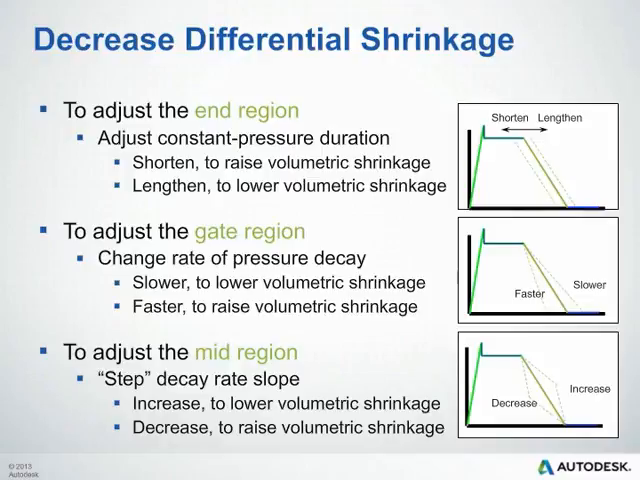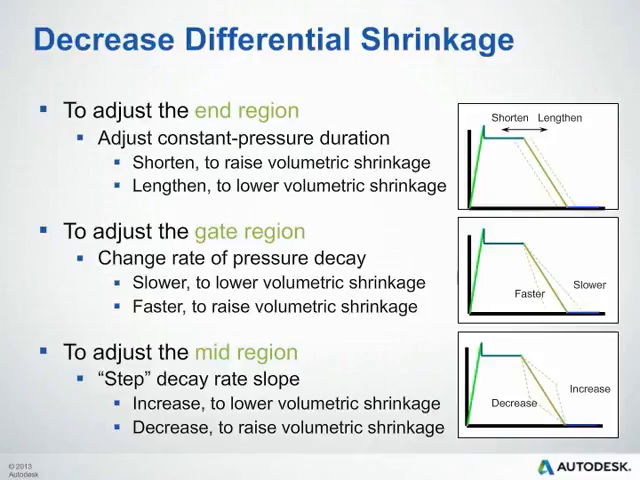So to adjust the end region, which would be the last place to fill, you'll adjust the constant pressure duration. So we'll lengthen the amount of time that we see on that plateau. Shorten it to raise volumetric shrinkage, or we'll lengthen it to lower the volumetric shrinkage in that area. To adjust the gate region, we'd basically change the rate of pressure decay. So the slower the decay, the lower the volumetric shrinkage. The faster, the higher the volumetric shrinkage.